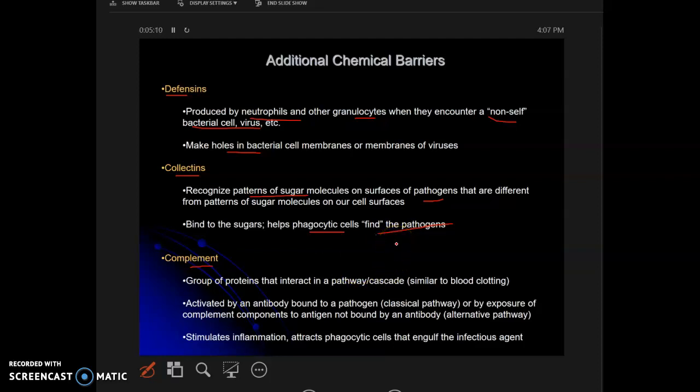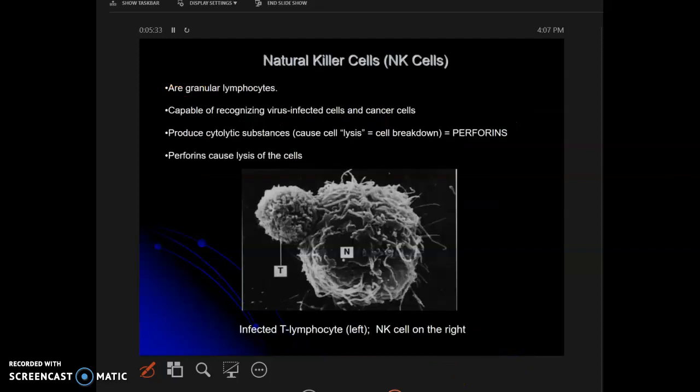But in that process of breaking down, what happens is they will stimulate what? Inflammation. And they will attract phagocytic cells. They will set up an alarm system. They will say, okay, come here, this cell is infected, come and swallow this cell. So they will mark that infected cell for death. All right, so this is what a complement system is.